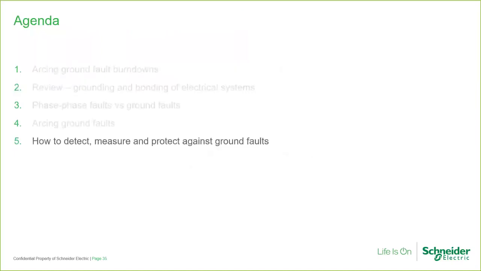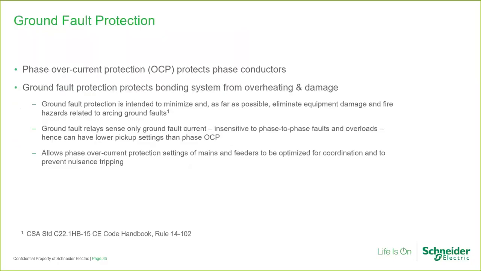Now we'll look at how to detect, measure, and protect against ground faults. Phase over current protection protects phase conductors. Ground fault protection protects the bonding system from overheating and damage. Ground fault protection is intended to minimize and, as far as possible, eliminate equipment damage and fire hazards relating to arcing ground faults. Ground fault relays sense only ground fault current.